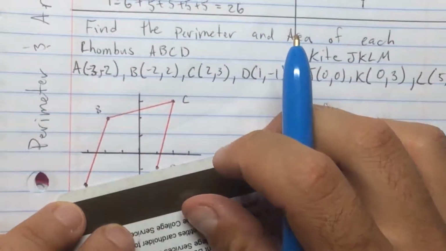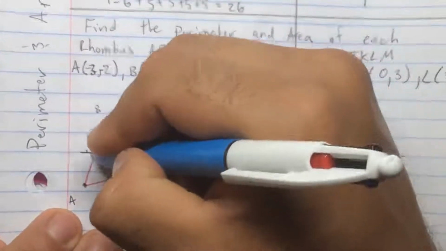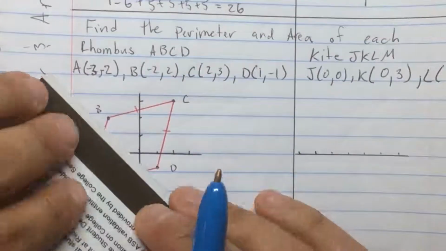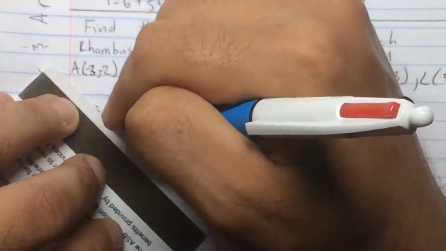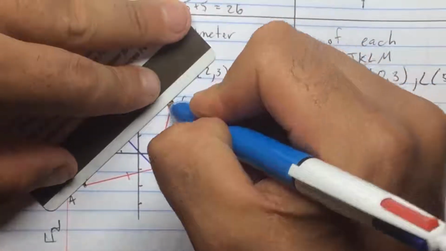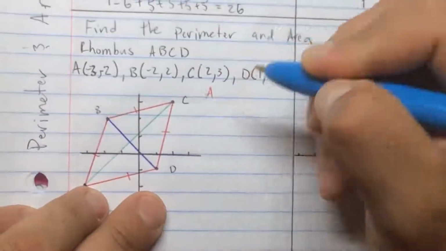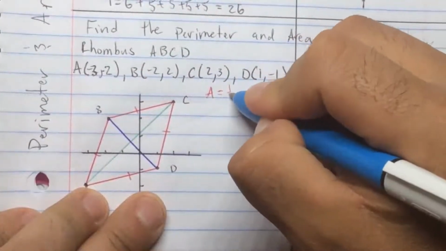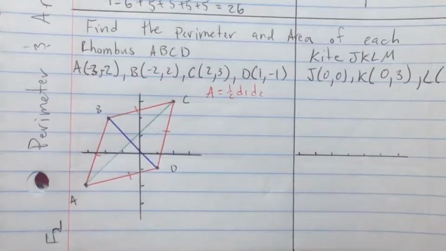And this is a rhombus, which means that all the sides are the same length. But in order to find the area, we actually have to find the diagonals, which we'll do one in blue, one in green. The area for a rhombus and a kite, if you guys remember, is 1/2 times diagonal 1 times diagonal 2. So D1, D2. We can do each of these in a different color, and it's going to be based off of the points and how we find the distance.